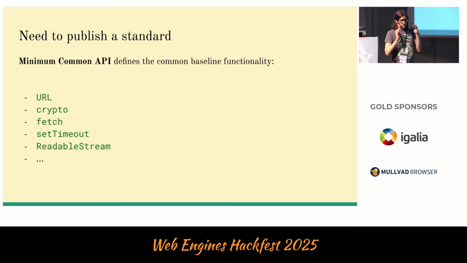So we have the minimum common API that was initially prototyped as part of WinterCG, that defines the common baseline functionality, the things that we expect every server-side runtime to have. These are present in Node.js, in Deno, in Cloudflare Workers, Bun. So it's things like URL, the crypto API, fetch, setTimeout, ReadableStream, the works.